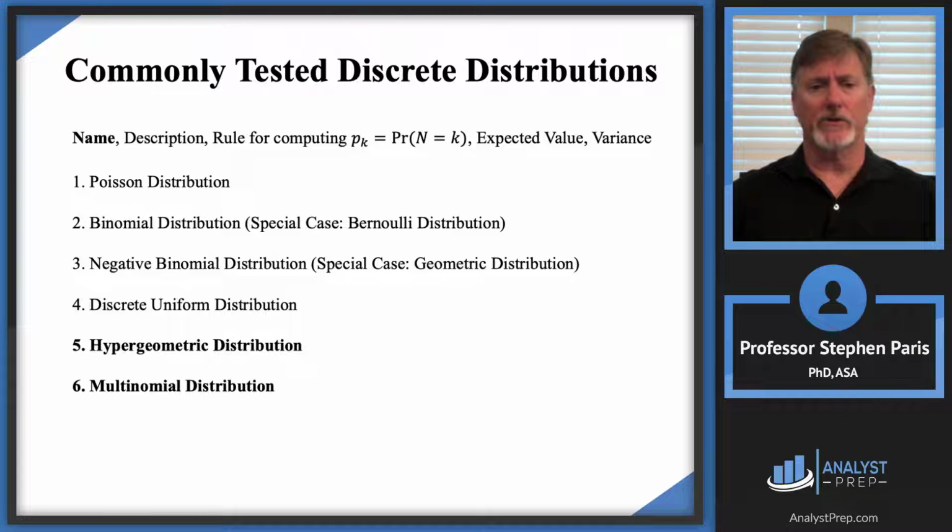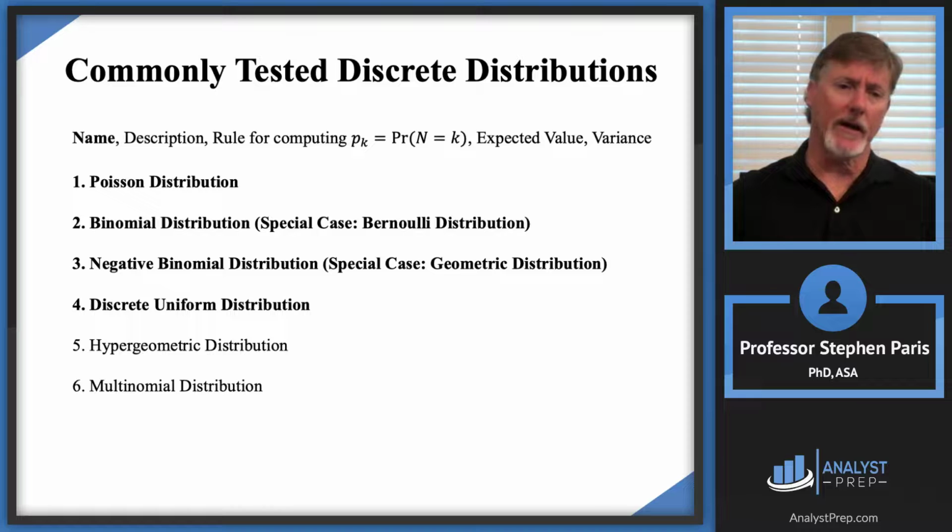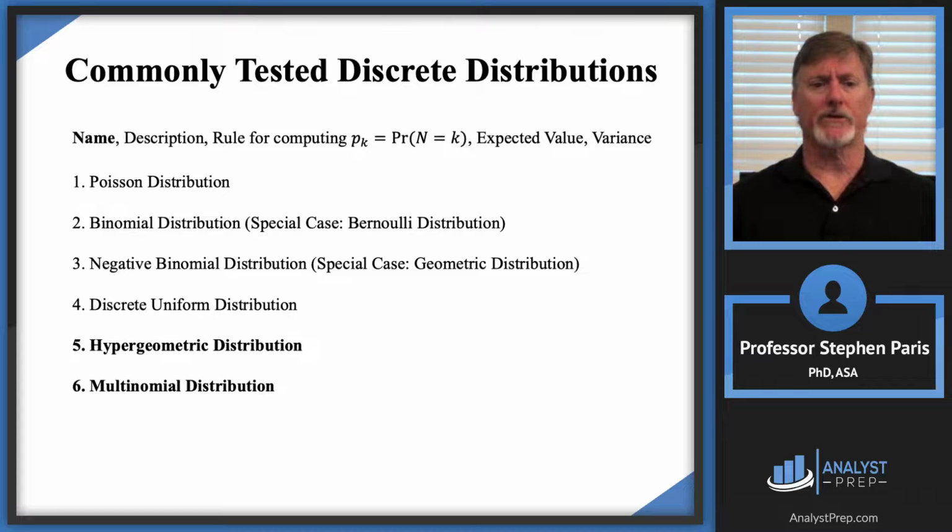Since these are commonly tested, I strongly encourage you to know all of these facts: the rules for computing the P sub k values, the expected values, and the variances. You're just going to have to commit to memory the formulas for each of these four distributions. For the last two, the hypergeometric distribution and the multinomial distribution, those aren't tested as often, but they are in the syllabus for the P exam.